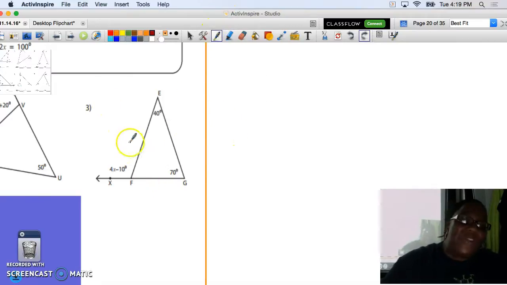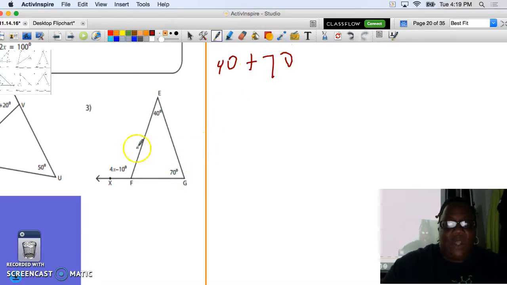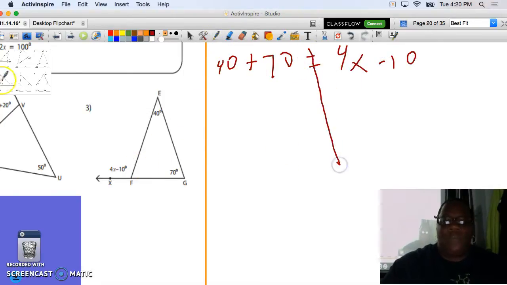So, we are going to do the exterior angles. If we remember, this interior plus this interior will equal this exterior. So that's how we're going to set up our equation. This interior plus this interior will equal that exterior. So that's how you set up your equation. Okay? So now all we have to do is solve for x.